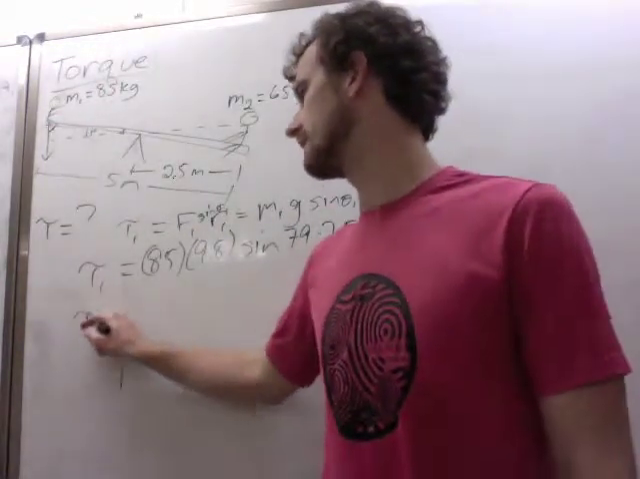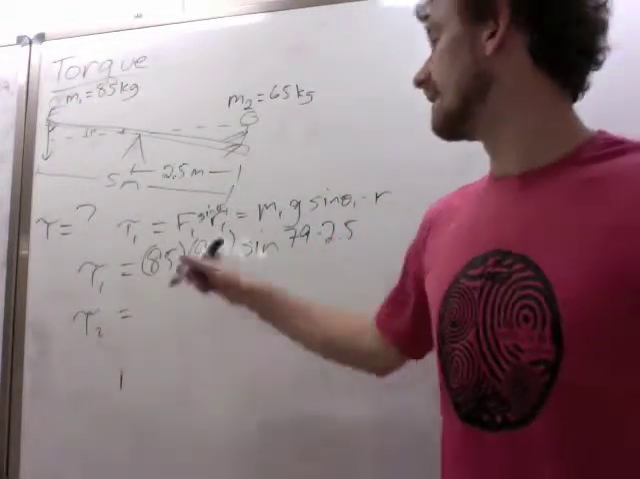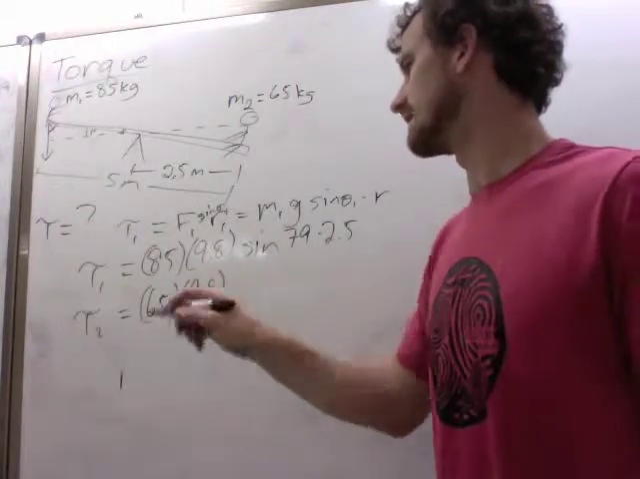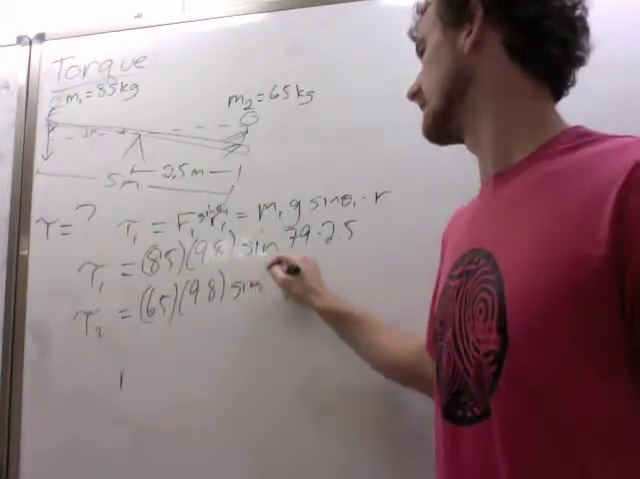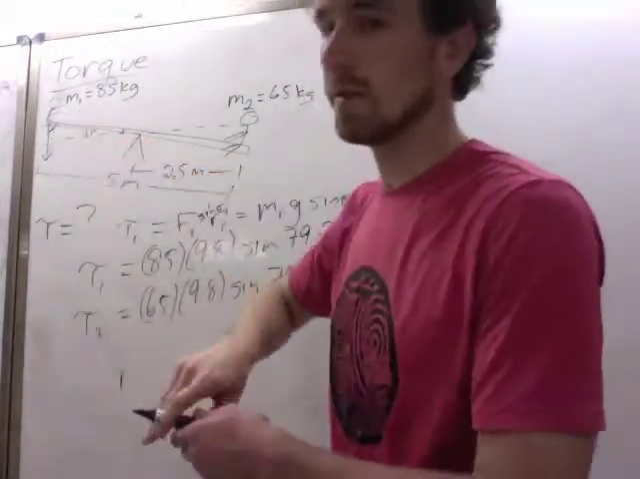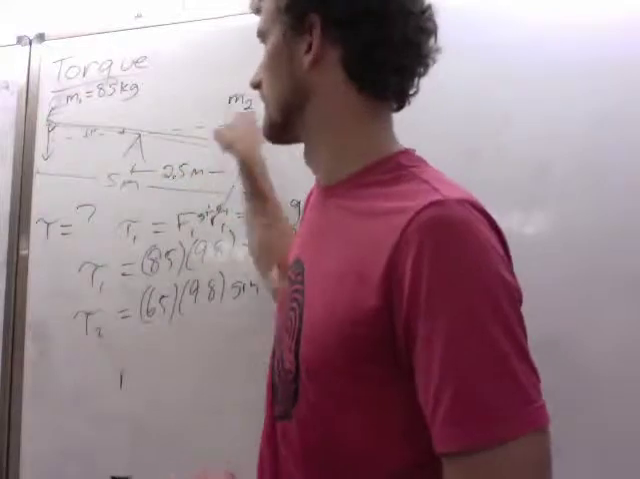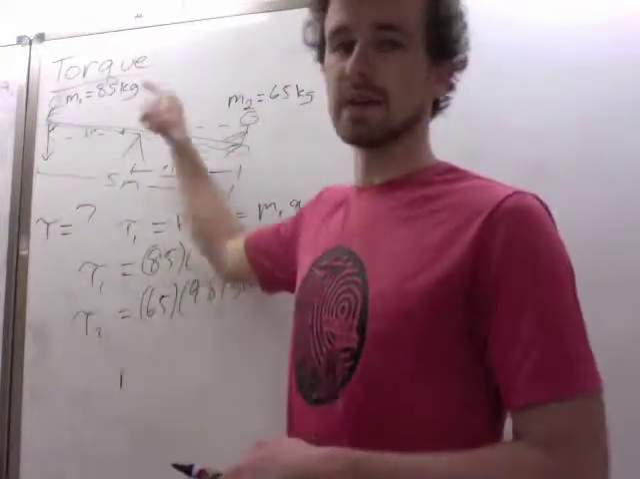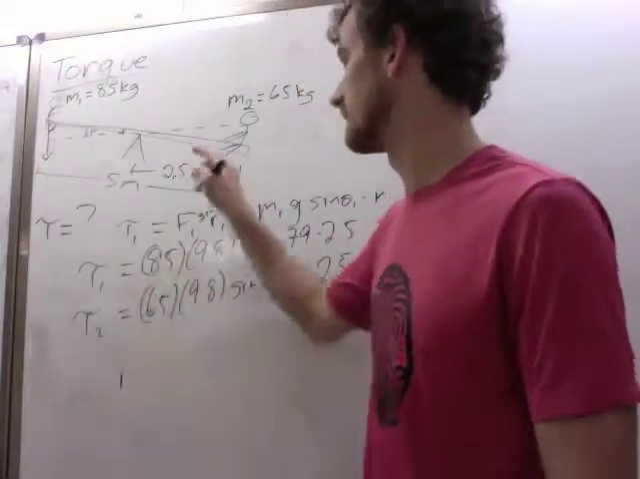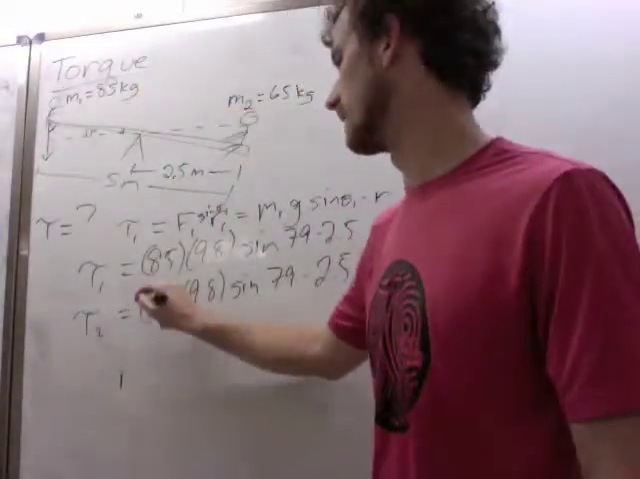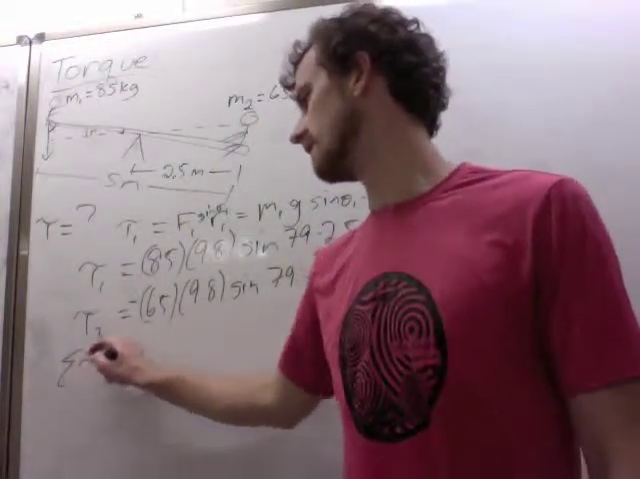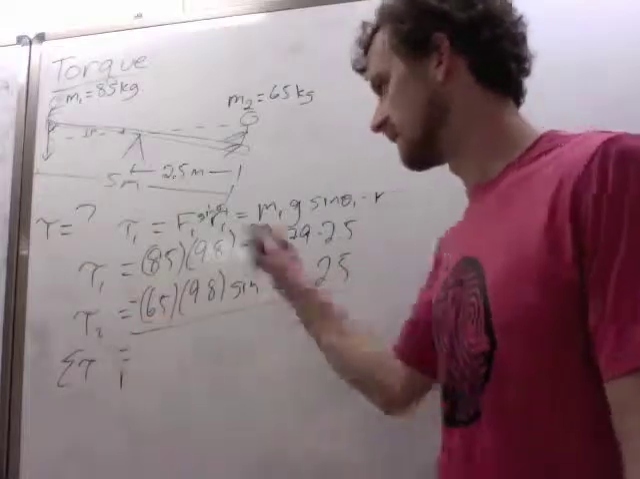Then our second torque, similarly, 65 times 9.8 times the sine of 79 times 2.5. This is down, which means it'll cause the teeter-totter to rotate this way. Curl our fingers in that direction, thumb pointing out of the board. That's positive. Opposite way, thumb pointing into the board. That is negative. So our total torque would just be the sum of those two.